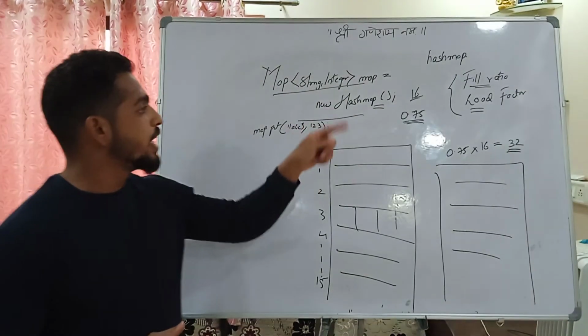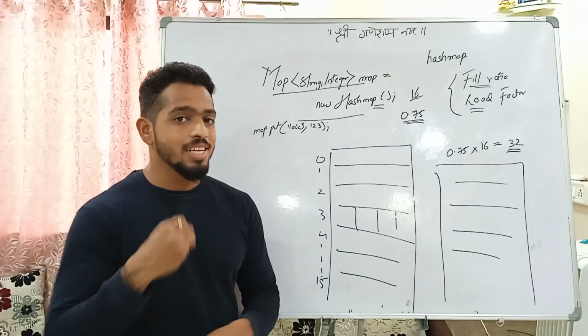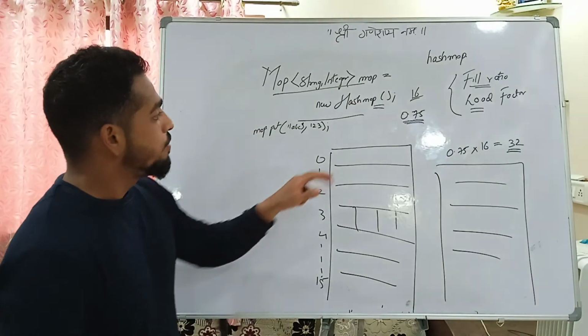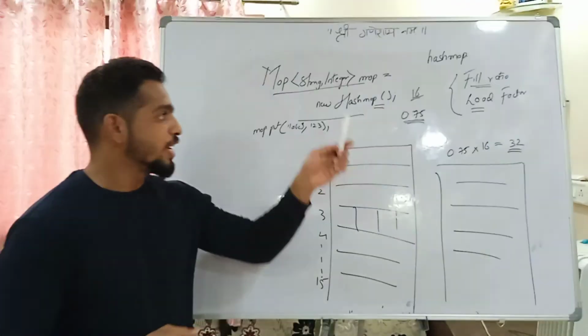By default, the fill ratio or load factor is 0.75, but HashMap has a different constructor which gives us the capability of providing a fill ratio of our choice. So that's all about fill ratio and load factor.